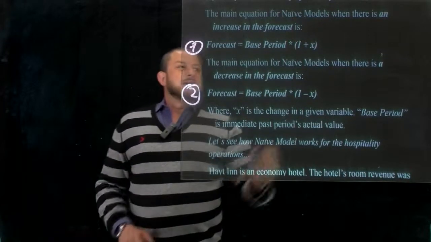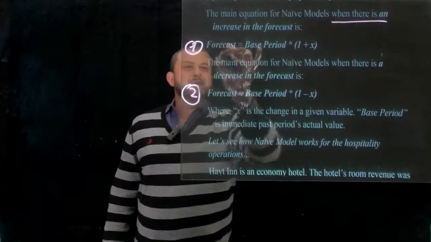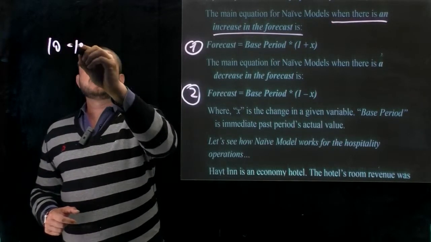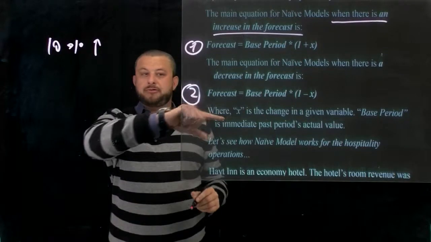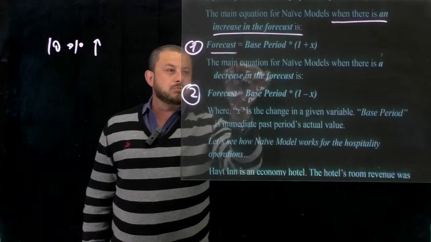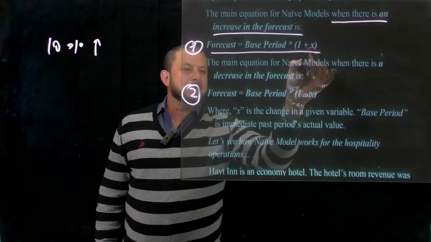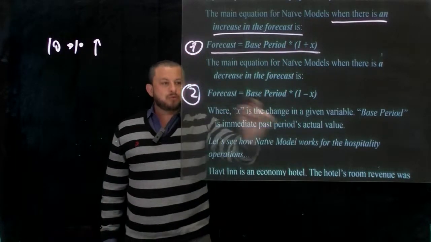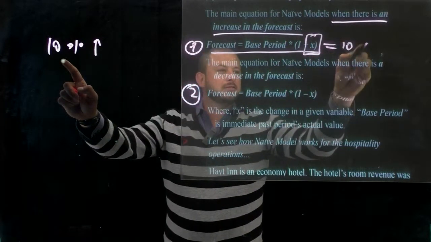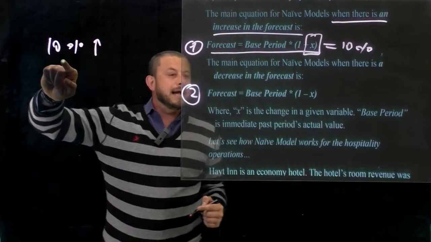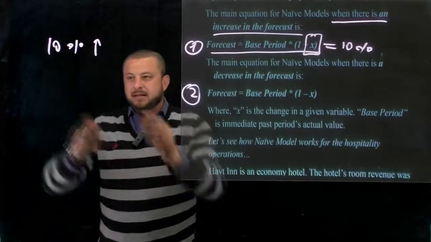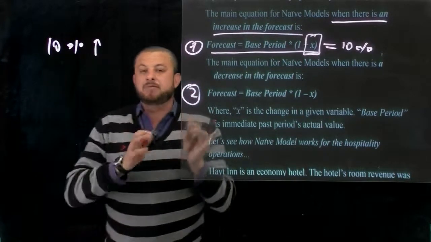Guys, if and when there is an increase in the forecast, for example, let's go back to our example, a 10% increase that you are assuming will happen in the future, your main equation for the naive models will be: forecast is equal to base period multiplied by 1 plus x. Guys, x over here is the change in the given variable, which in this case is 10%. We will see examples in a second. And the base period is the immediate past period, meaning in our case, 2018.